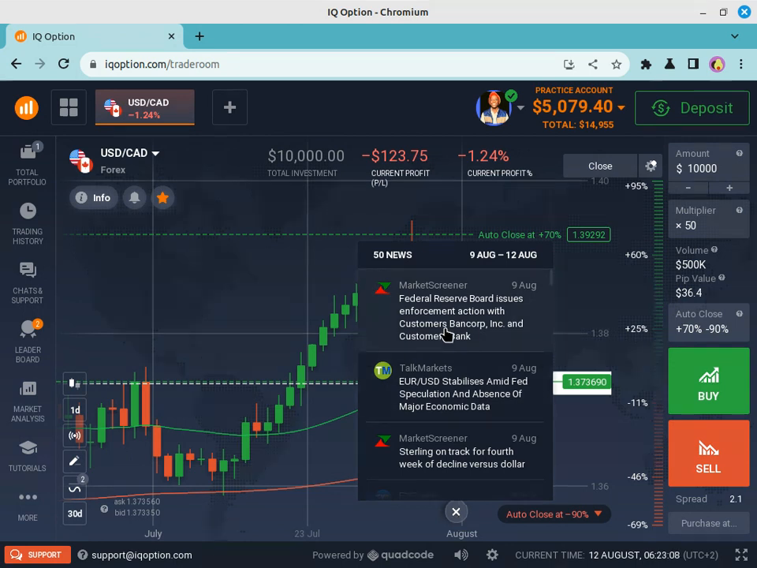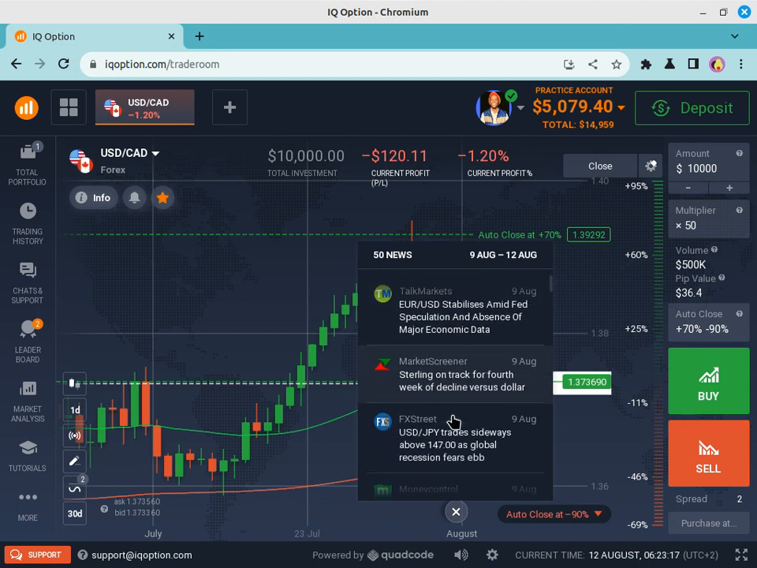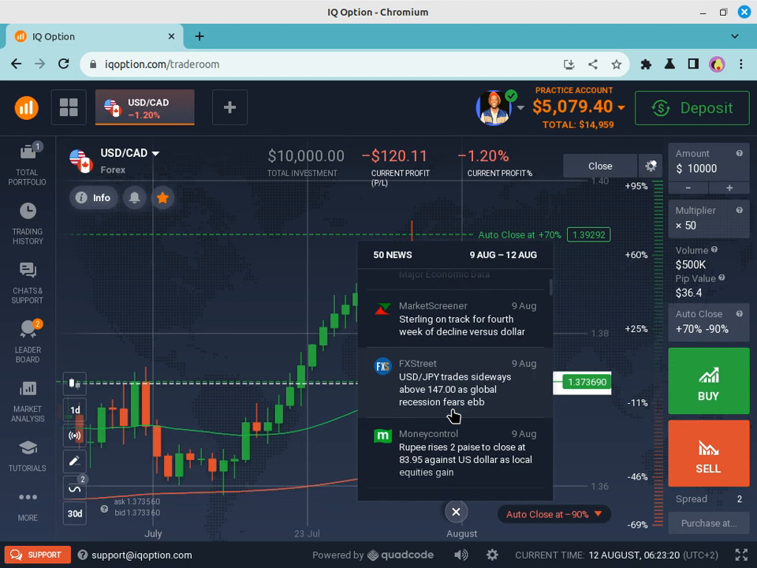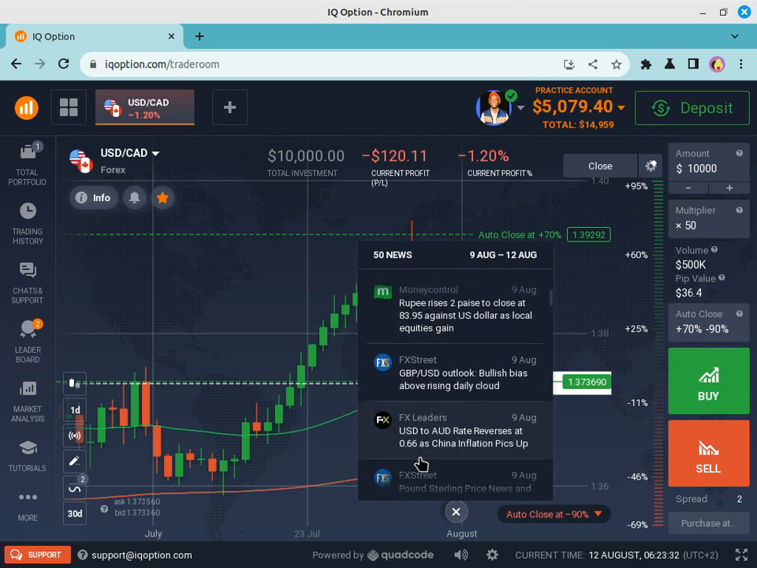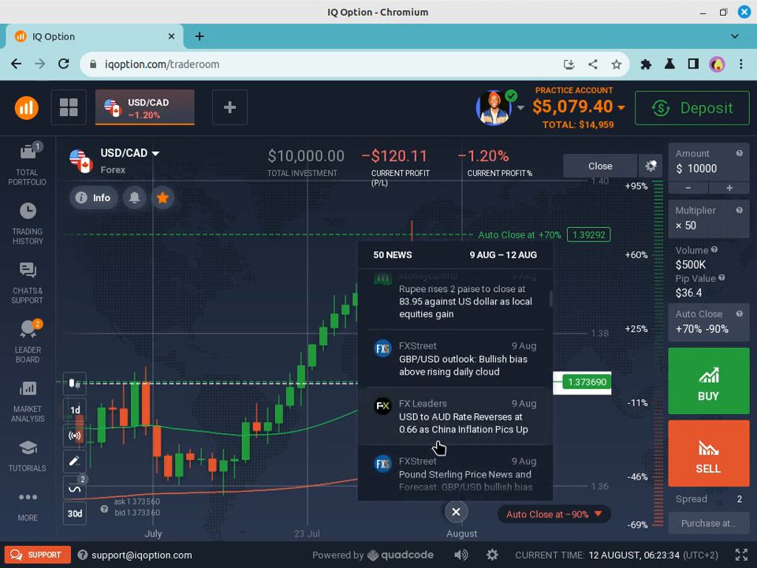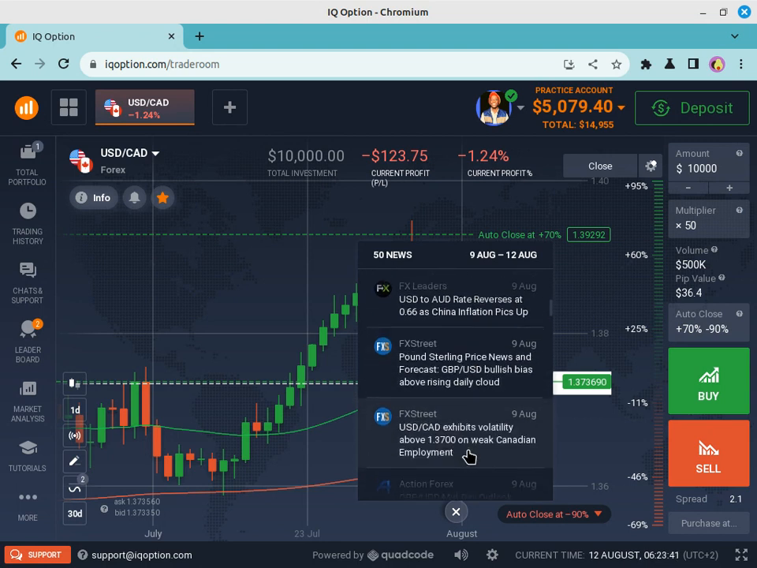The Federal Reserve Board issues enforcement action with Customers Bank. EURUSD stabilizes amidst Fed speculation and absence of major economic data. USDJPY trades sideways above 147.00 as global recession fears ape. Rupee rises. We also have this one. So basically, we are USD to AUD rate reversal as China inflation picks up.